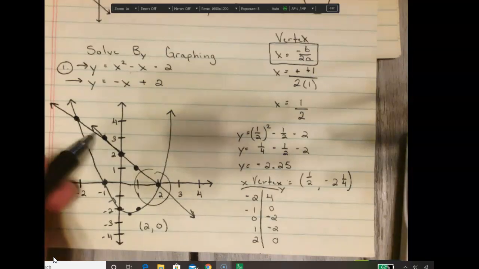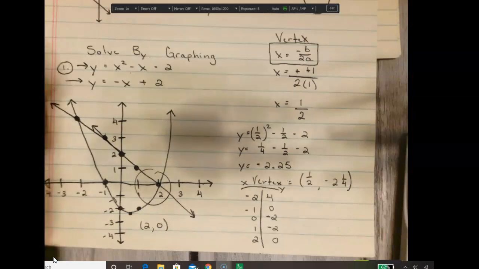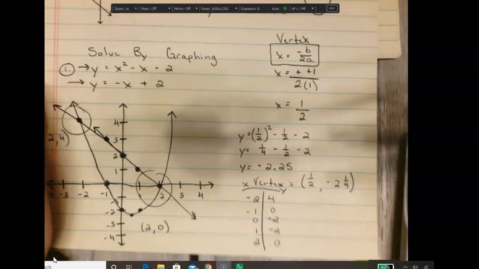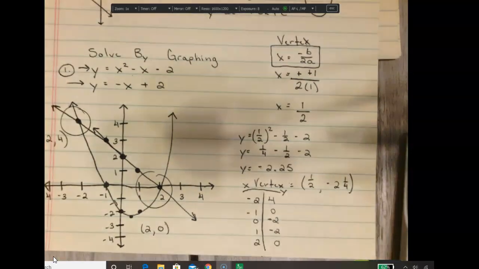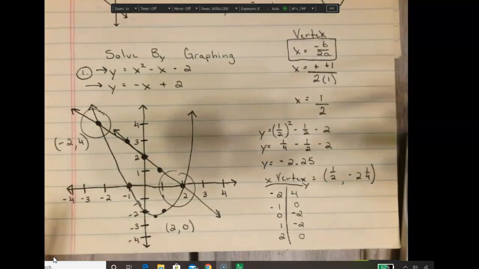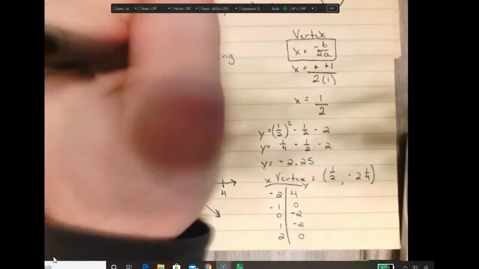Both my linear equation and my quadratic equation share that point, -2, 4. So those are my 2 solutions for this graph. I have 2, 0 and -2, 4. You will never have, guys, more than 2 solutions on any of the graphs that we're doing in class today. So as my answer, I would just say this is 2 solutions, and I would write those as 2, 0 and -2, 4.